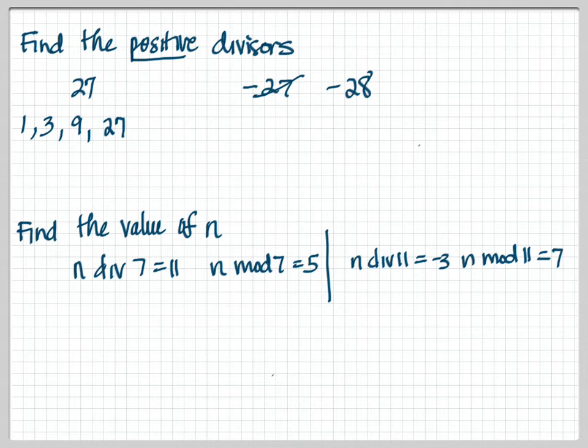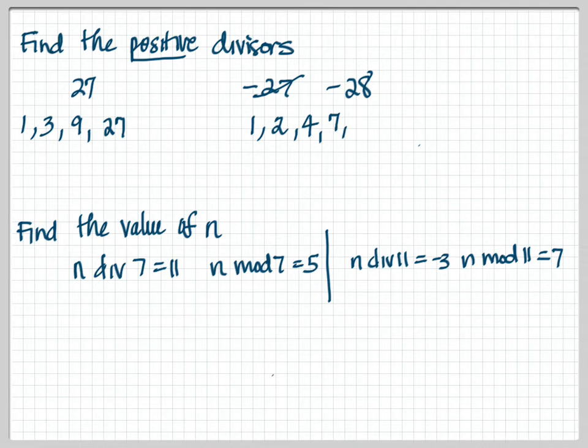Okay, on the right-hand side, we have negative 28, but again, I only want the positive divisors, so that would be 1. And because it's even, we definitely want to include 2. Let's see, does 3 go into 28? Remember our trick, 8 plus 2 is 10? Nope, 3 does not go into 28. How about 4? We know that 4 times 7 is 28, so 4 is good.